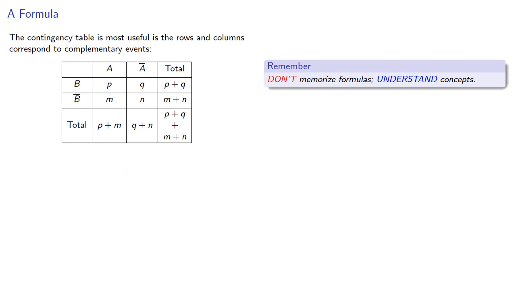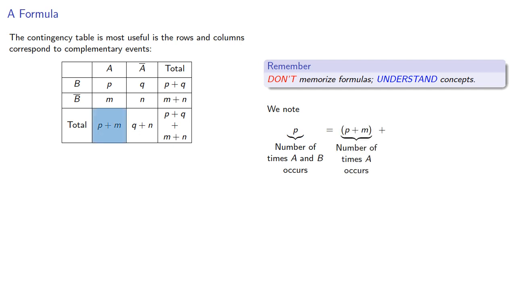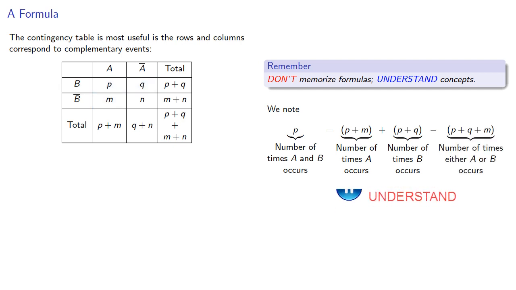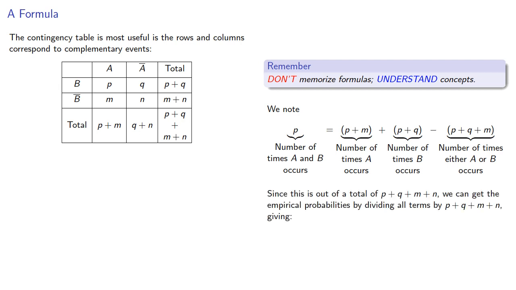And now let's consider probabilities. We note that the number of times A and B occur, that's P times. Well, that's really the number of times A occurs, plus the number of times B occurs. But if we just add these two, we end up with a bunch of extra terms, so we have to subtract those off. And we see that these numbers correspond to the times when either A or B occurs. And since this is out of a total of P plus Q plus M plus N, we can get the empirical probability by dividing all terms by P plus Q plus M plus N, giving us the relationship.